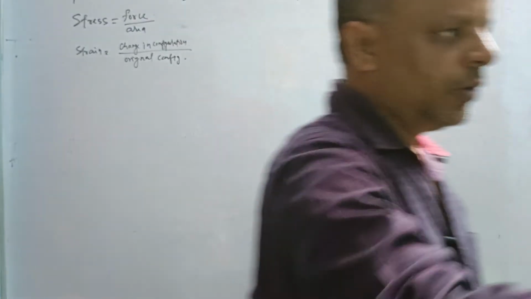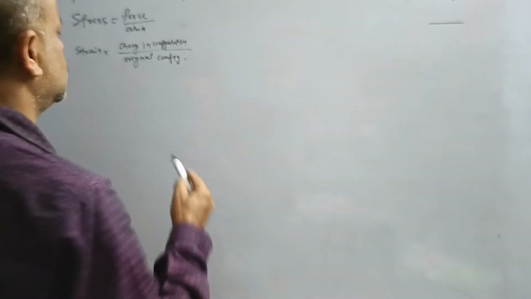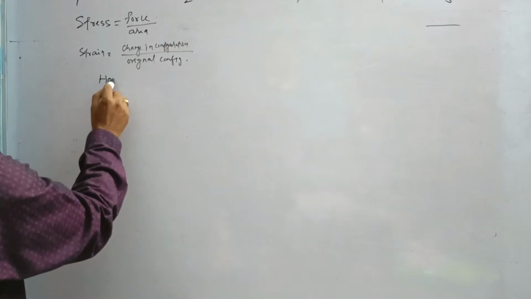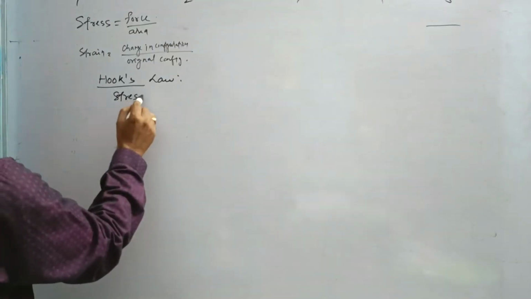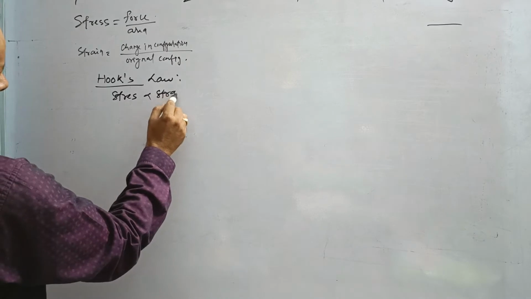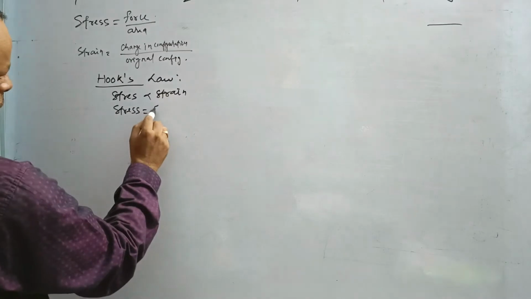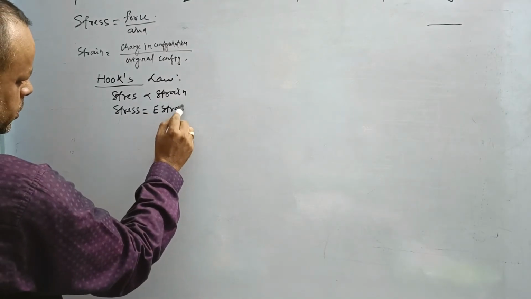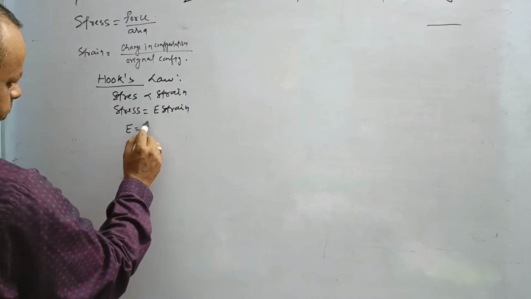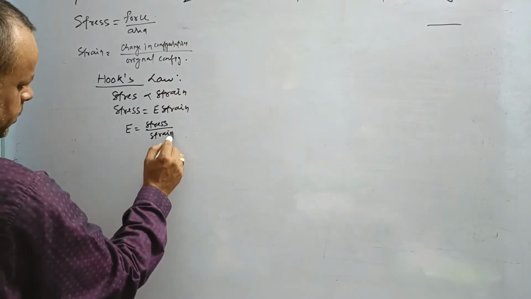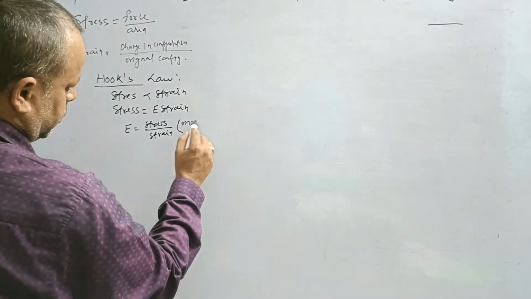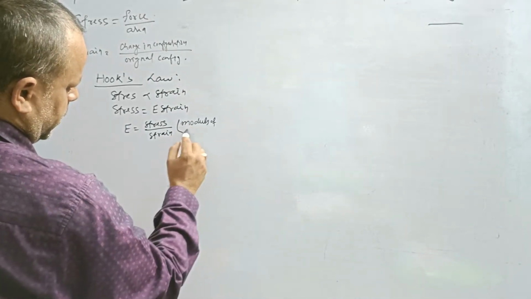Now, we'll go into what is Hooke's law. Hooke's law states that the stress is directly proportional to the strain, and when we equate it, it becomes stress equal to E into strain. E is the stress upon the strain. That is the modulus of elasticity.